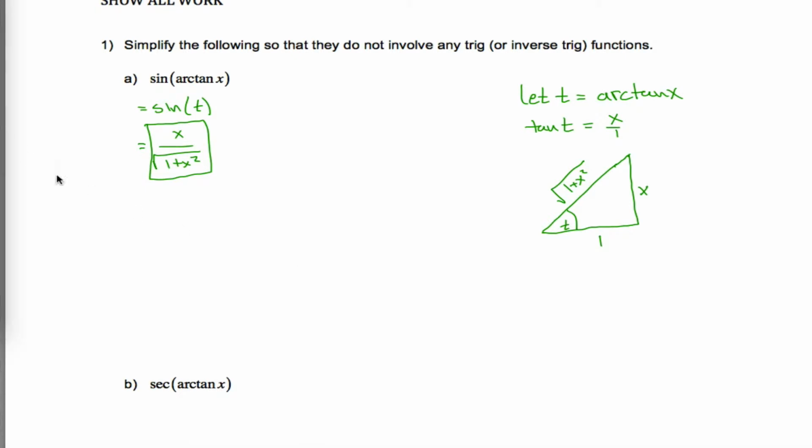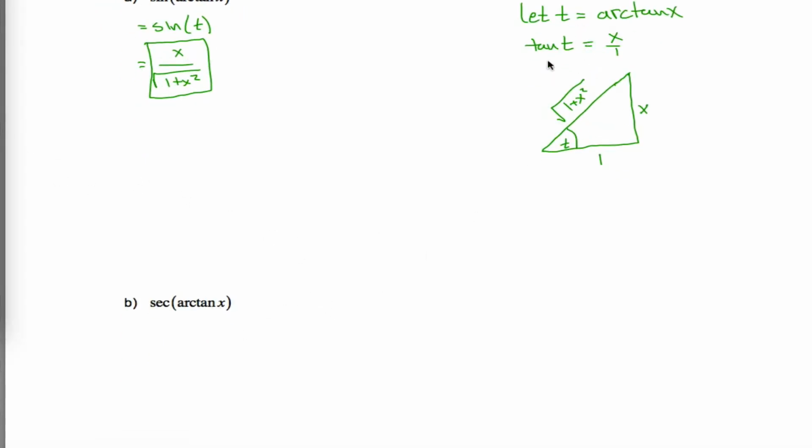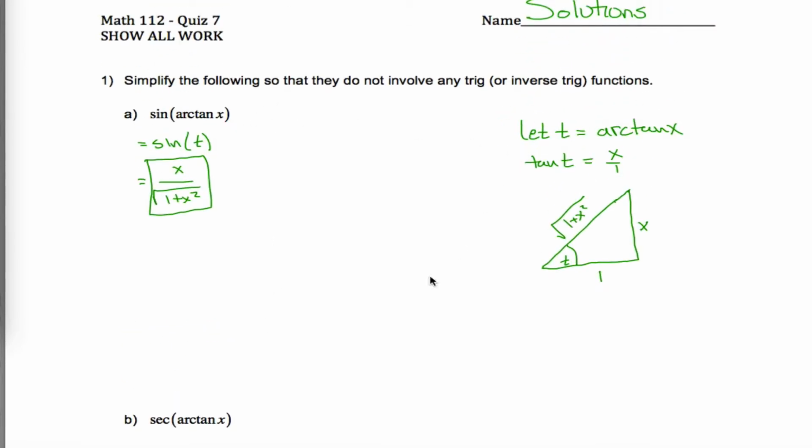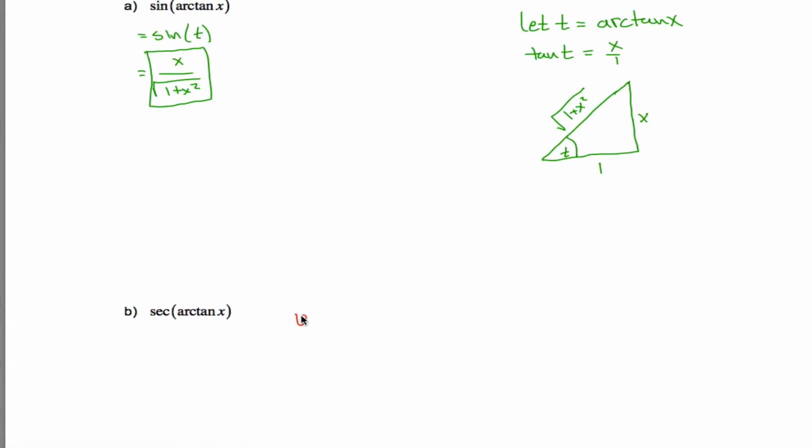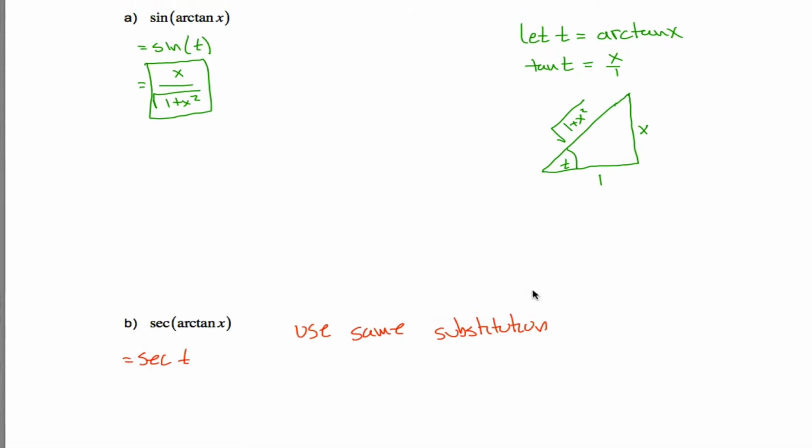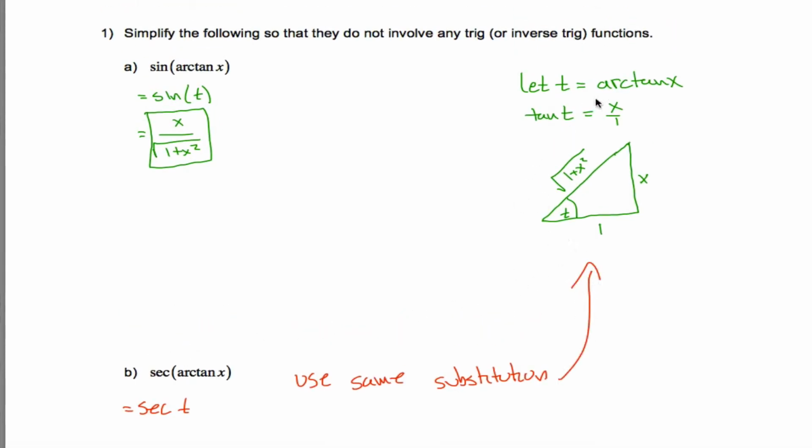And then for the second problem here, it's actually pretty similar because you do the same substitution, right? We can use the same picture. So I'm still going to let t be equal to the arctangent of x. That means that secant of t is what I'm trying to figure out over here. Well, if t is the arctangent of x, I can say that tangent of t is x over 1, so my triangle looks like this.